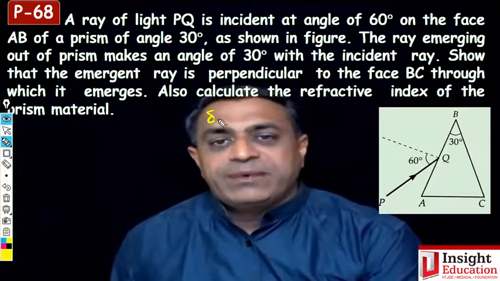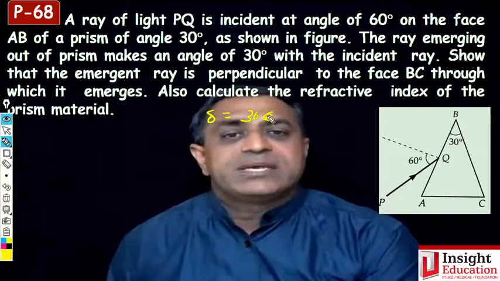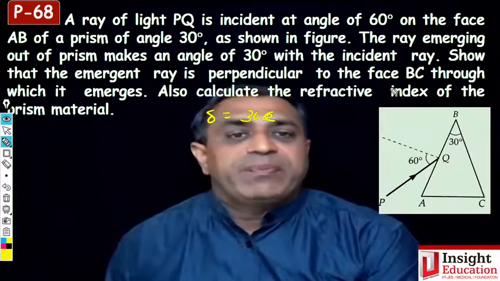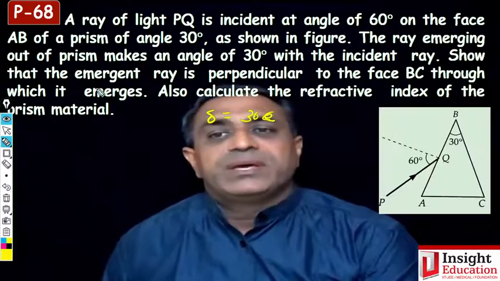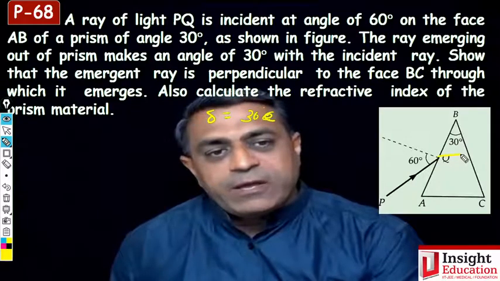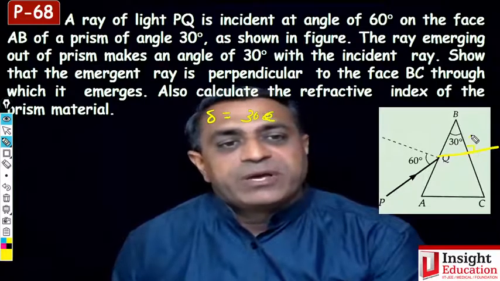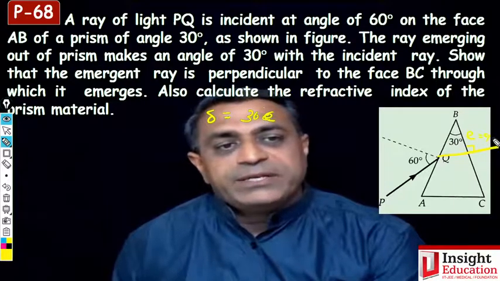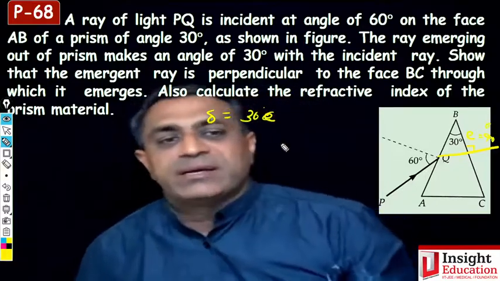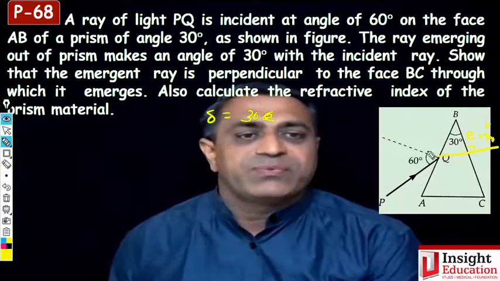So delta is given. We don't know whether it is delta m or not. So delta is 30 degree, so that the emergent ray is perpendicular to the face BC through which it emerges. So if we consider face BC, then this angle of emergence E should be 0, that is, the ray should be along the normal. Also calculate the refractive index of prism.